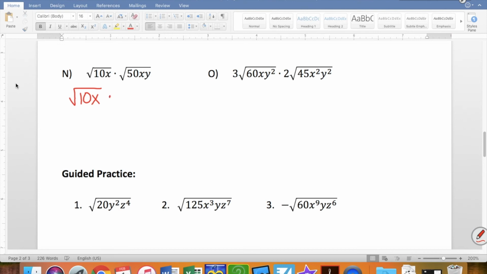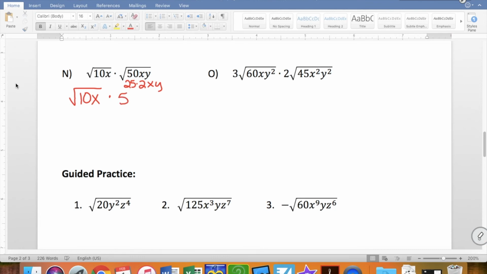I'm going to change this 50 into 25 times 2. I can see how 25 is a perfect square factor of 50. So I'm going to go ahead and take the square root of 25 and I'm going to bring it out front of my radical.